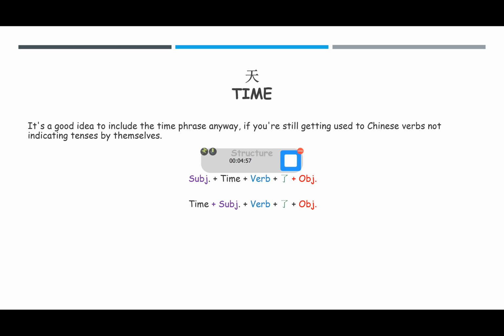Now, very importantly, with time, you must clearly give the time context in which the events are happening in Chinese. So it's a good idea for you to use the time phrase anyway. In this case, you can either put the subject or the time phrase at the beginning of the sentence. So it can be subject plus time plus verb plus le plus object, or time, subject, verb, le, and object. Examples would be 我今天吃了早饭. So this morning I ate breakfast.